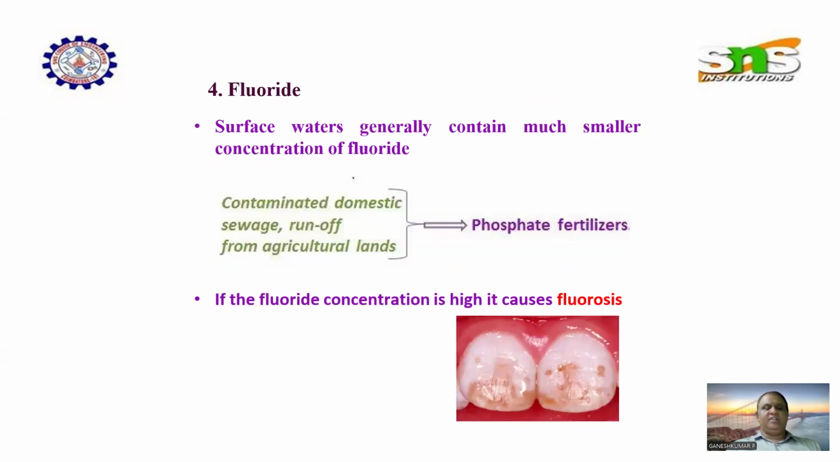Fluorides. Surface water generally contains a small amount of fluoride, but in some areas, contamination from agricultural waste, domestic sewage, and runoff from industries leads to the presence of more fluoride. Particularly, phosphate fertilizers are present in the water. If the fluoride content is high, it causes fluorosis.